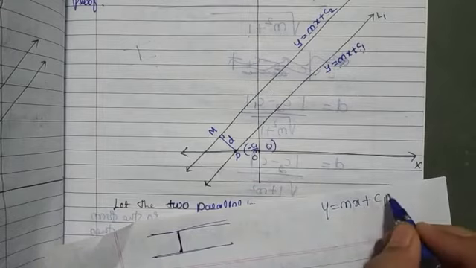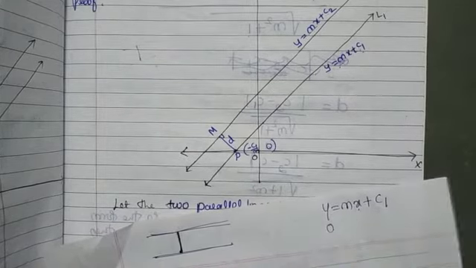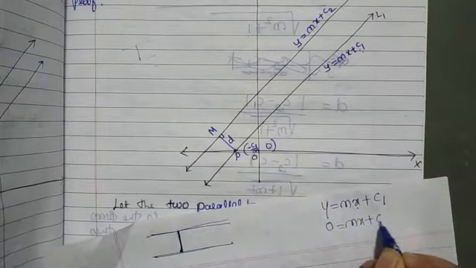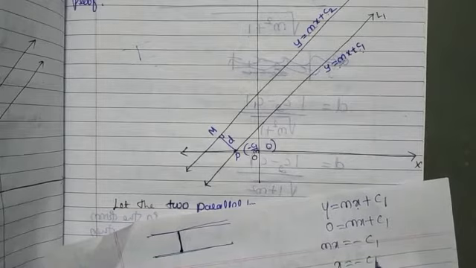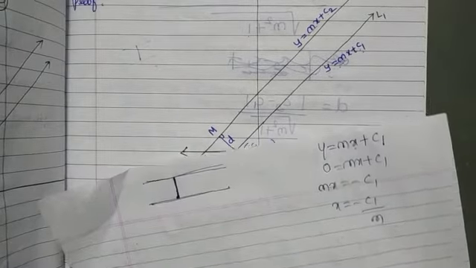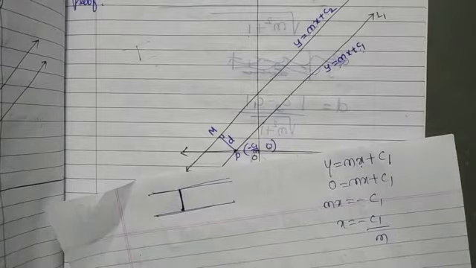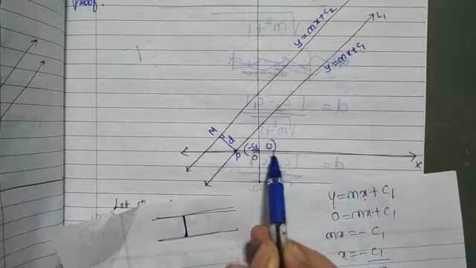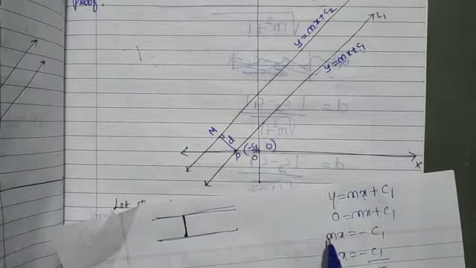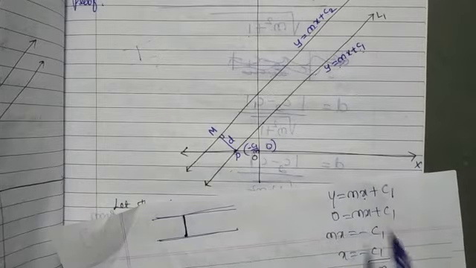So if this line cuts the x-axis, then the y coordinate is 0. Then what is the x coordinate? That is, the x coordinate is given by x is equal to minus c1 by m. Okay, since this line cuts the x-axis, the y coordinate is 0. When the y coordinate is 0, what will be the x coordinate?